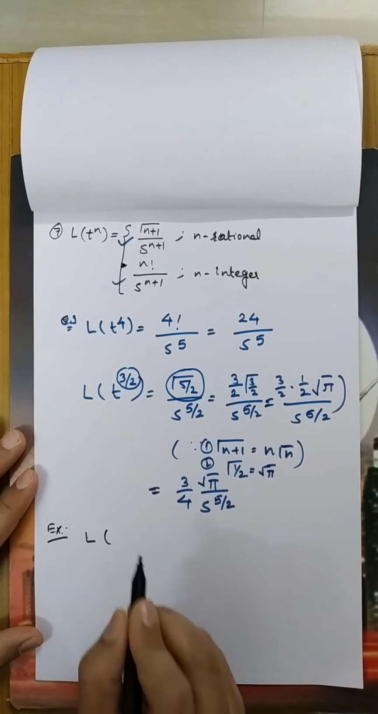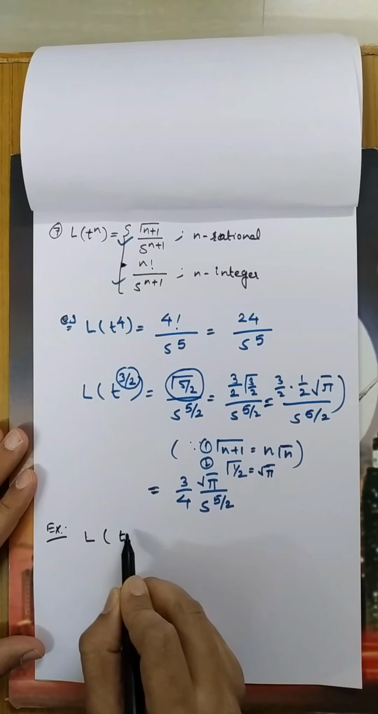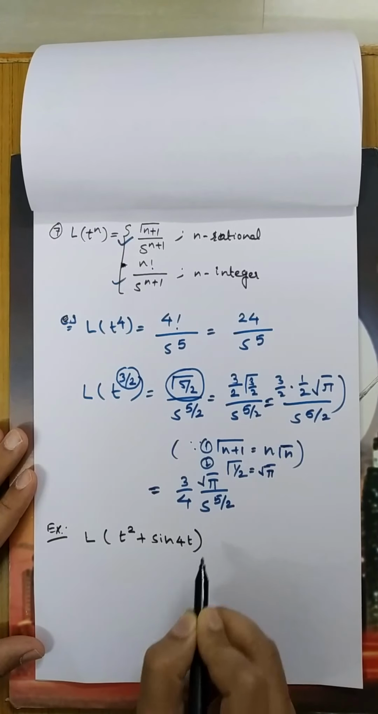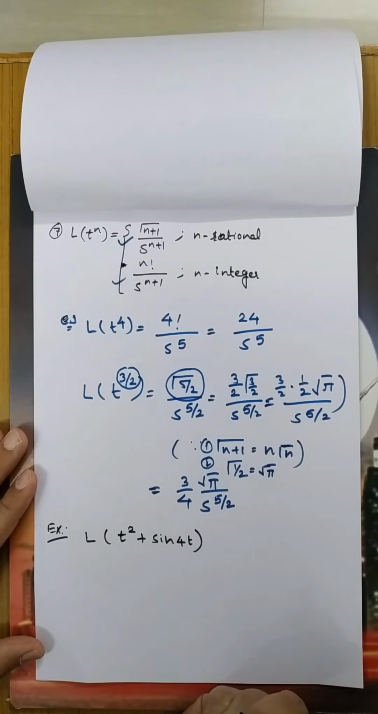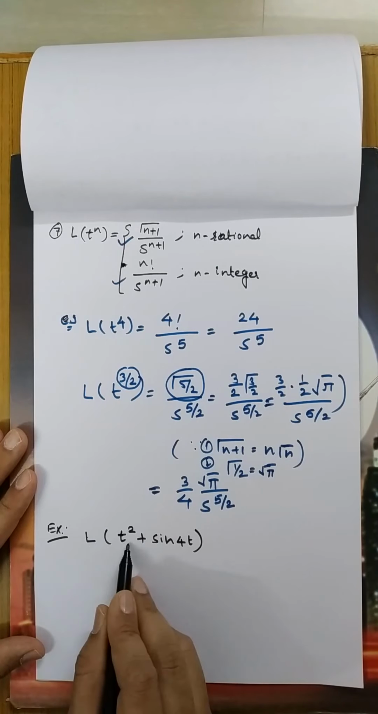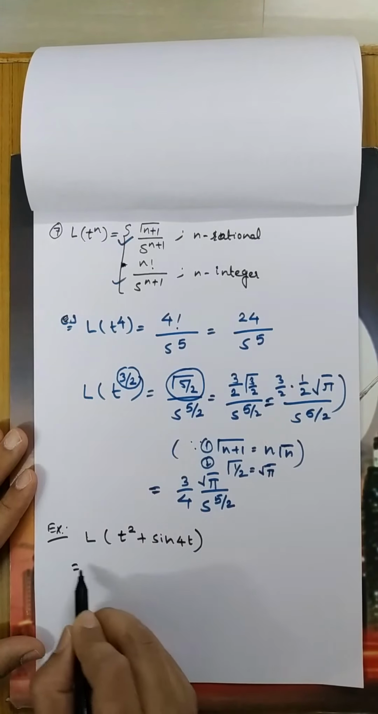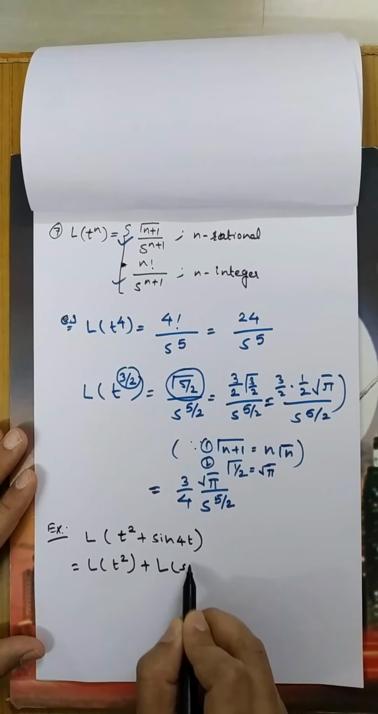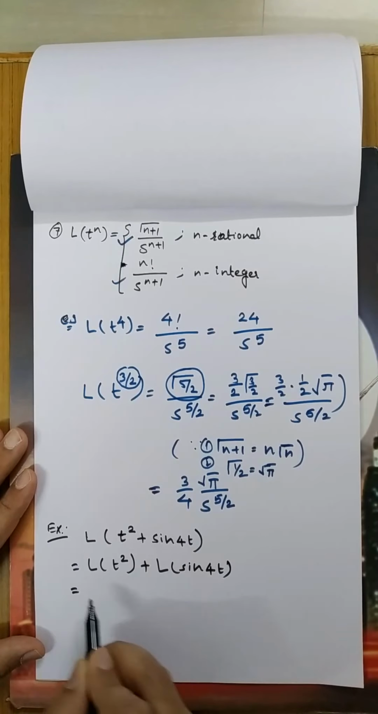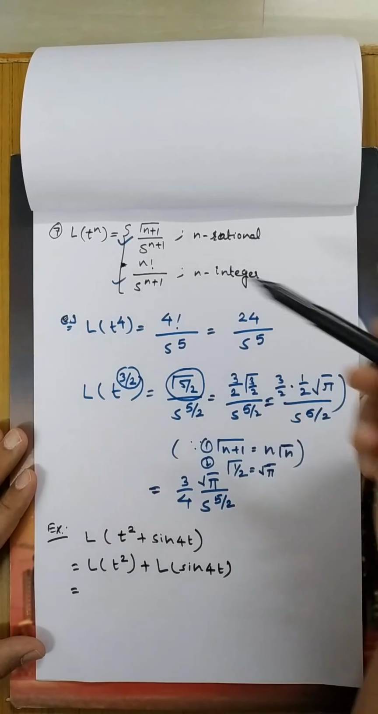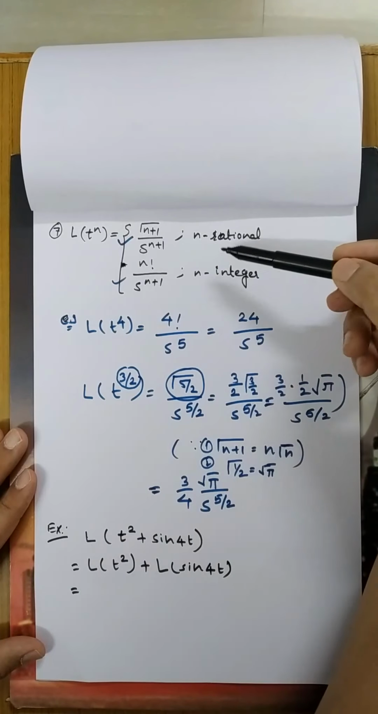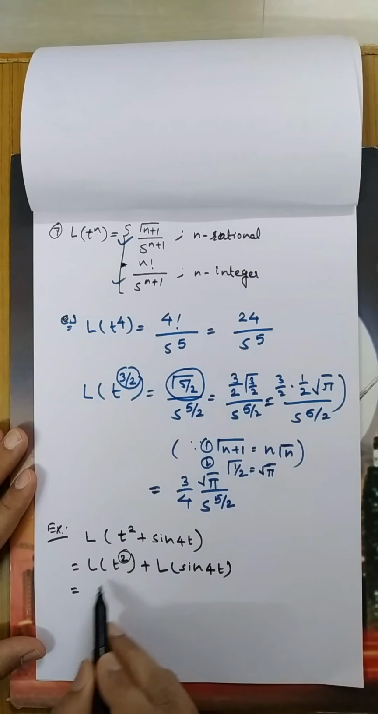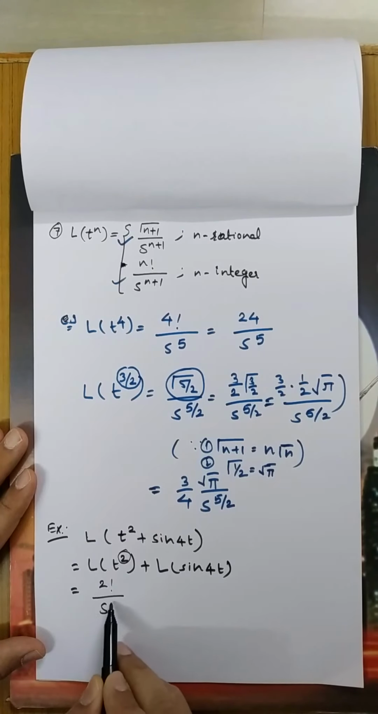Now think about Laplace of t square plus sine 4t. Laplace is a linear transformation, so we can apply the Laplace transform on individual functions. First you can write Laplace of t square plus Laplace of sine 4t. Now what is Laplace of t square? As per the 7 number formula, n factorial by s raised to n plus 1, where n is 2. So 2 factorial by s raised to 3.